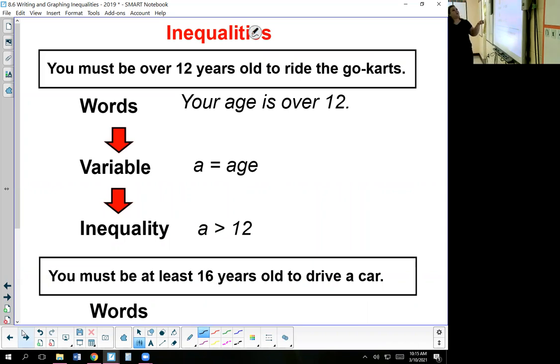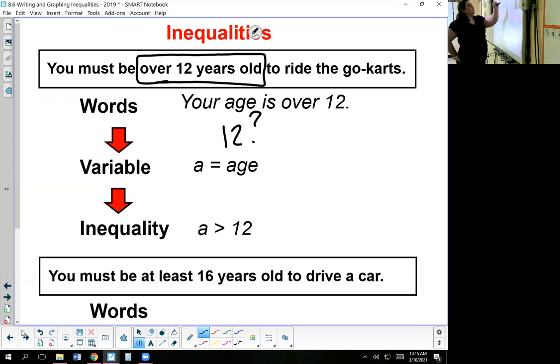So it says you must be over 12 years old to ride the go-karts. Okay, so when you think about that, the key word here is you gotta be over 12 years old, okay? So you ask yourself, am I allowed to be 12? Am I allowed to be 1 less? And am I allowed to be 1 more? So this is how I kind of determine it. Obviously, we're using A for age, so you just pick your variable, so we use A.